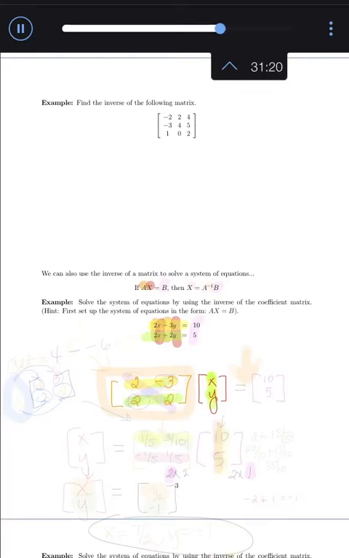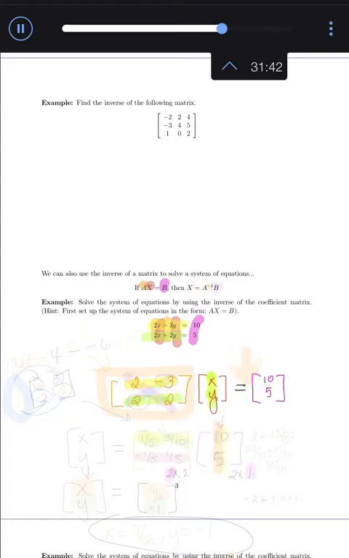Now, equals, well, according to the formula above, it should equal whatever the constants are on the other side of the equation, which in this case is a 10 and a 5. So that's your matrix B. So we'll go ahead and put that on the other side, just our regular constants, what things should equal, which is a 10 and a 5.